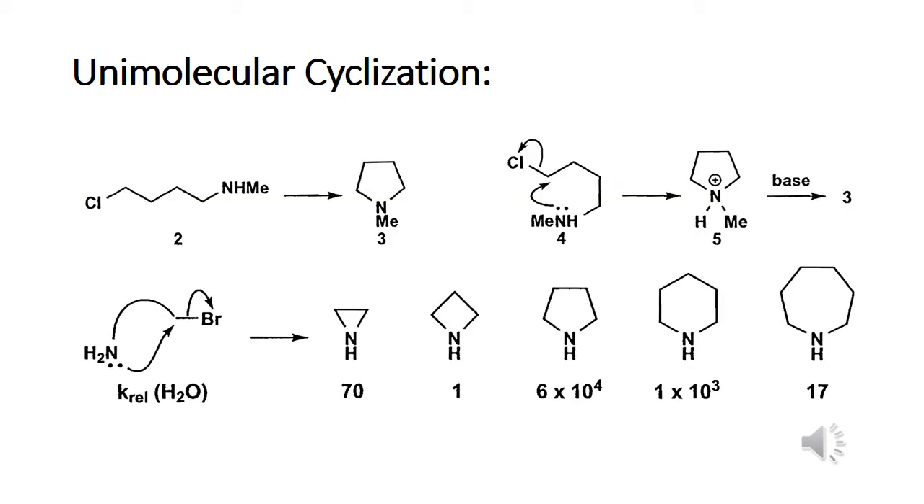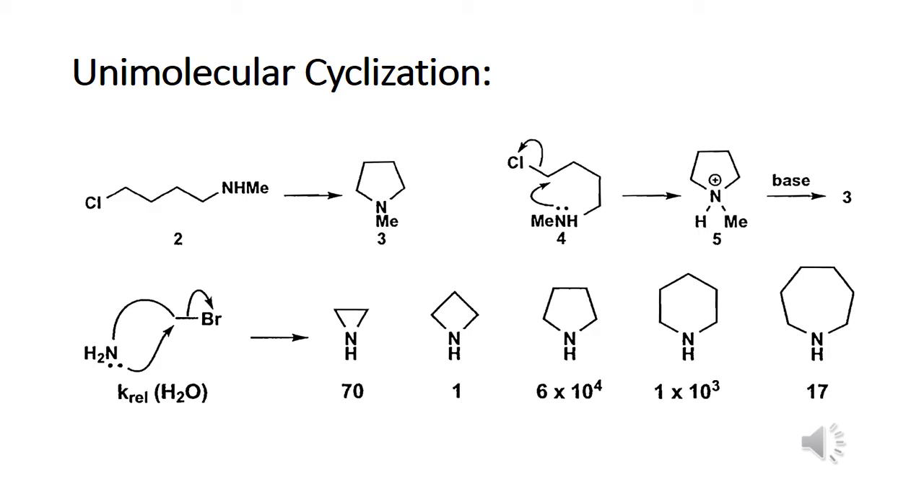Now let us begin with the intramolecular cyclization reaction. Here are examples of unimolecular cyclization reactions. These are all examples of intramolecular cyclization reactions as well. So you can call it either an intramolecular or a unimolecular cyclization reaction. And from 3, 4, 5, 6, and 7 members, we can synthesize up to a seven-membered heterocyclic compound using this intramolecular or unimolecular cyclization reaction.